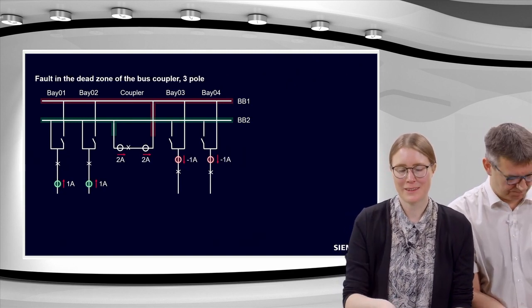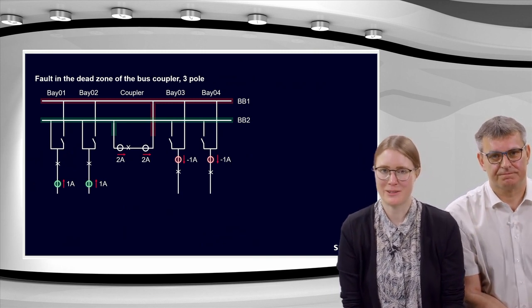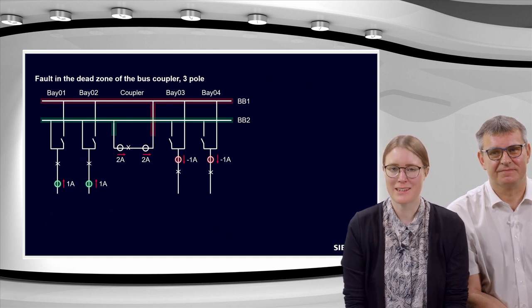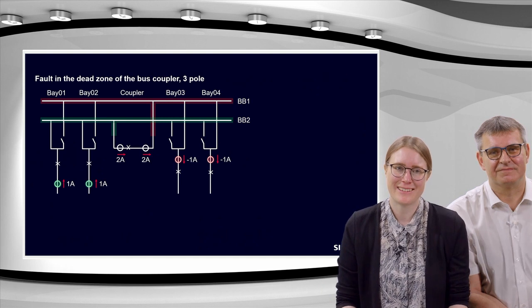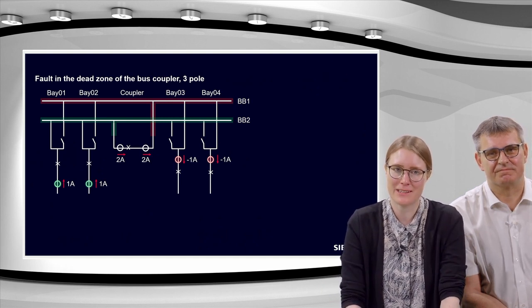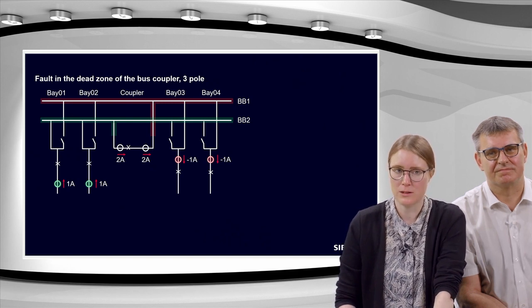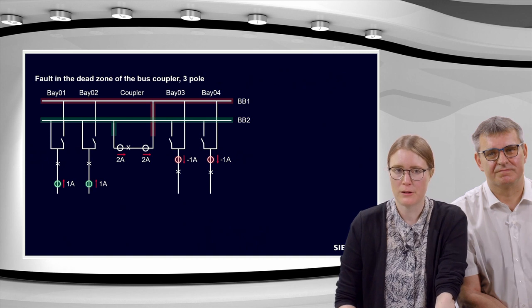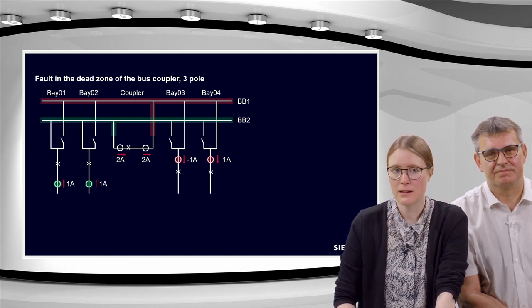So here I have two fault scenarios. To speed it up a little bit, I want to explain for both cases the theory at first and then do the testing. So the first fault case would be a fault in the dead zone of the bus coupler in a 3-pole fault. So the pre-fault conditions would be that current is flowing towards the busbar 2 in bay 1 and bay 2, flowing through the coupler and flowing away from the busbar 1 in bay 3 and in bay 4.